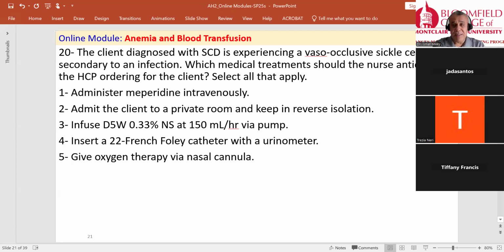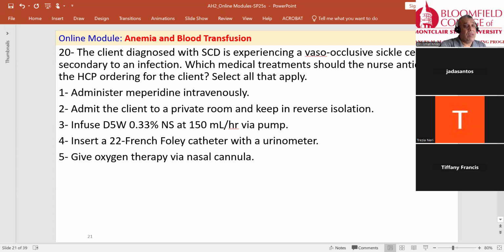So the healthcare provider would prescribe which of the following for this patient who has developed a vaso-occlusive sickle cell crisis? In the pathophysiology of sickle cell anemia, there is clumping of these red blood cells that can occlude the blood vessels. That's what a vaso-occlusive sickle cell crisis is: an occlusion in the blood vessels.